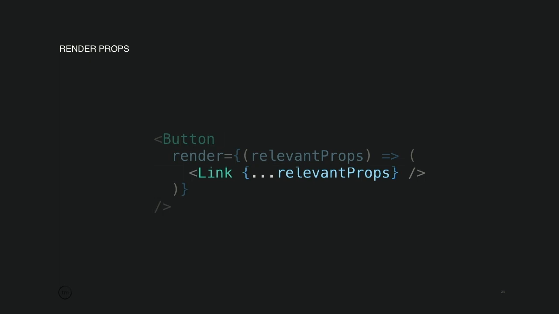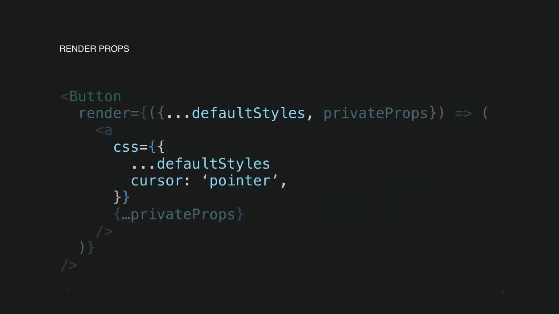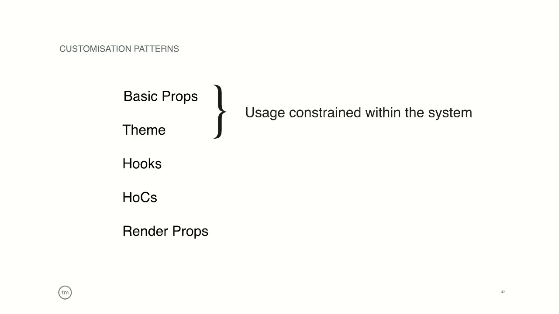So for example, here I'm letting a user change the underlying button element in my button to a reach router link without actually making any kind of changes to the underlying button wrapper or the icon around that button. Or I can just let the user make minor adjustments to the default style without actually overriding too many of the default styles. So that's kind of great, right?